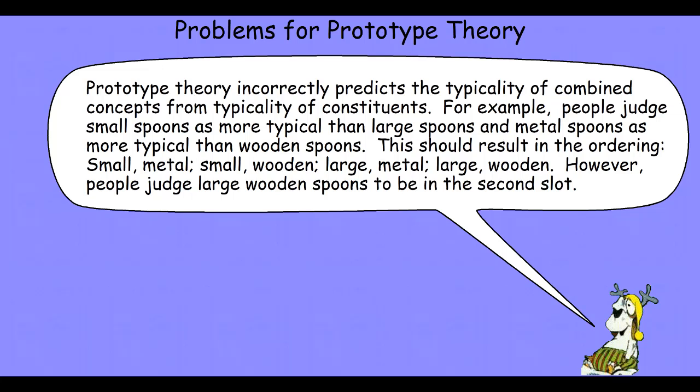Now, this should result in an ordering, a prediction of what is most typical to least typical for the combination of these two features. So small metal spoons should be the most typical. Small wooden spoons should be next because size is favored more than constitutive material, followed by large metal, followed by large wooden. However, people judge large wooden spoons to be in that second slot. In effect, the least typical thing is the second most typical thing.